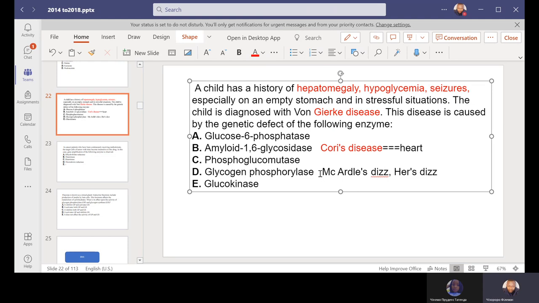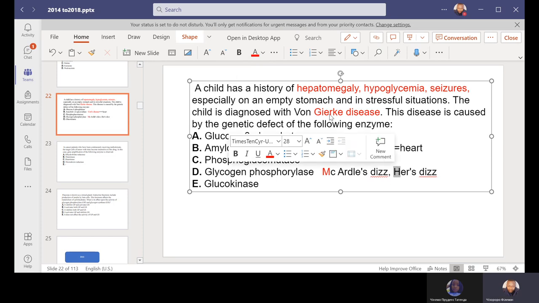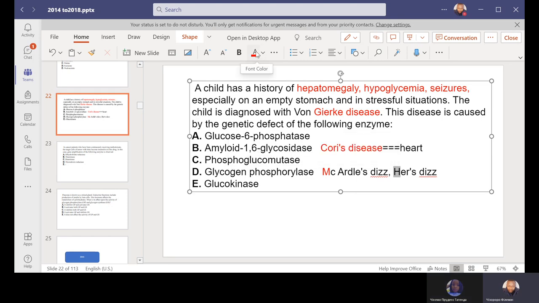All right, so this is the thing. McArdle's: M for muscles. So glycogen phosphorylase deficient in the muscles causes McArdle's disease. In the liver, the other name for liver is hepa, so Hers' disease is deficiency in the liver.